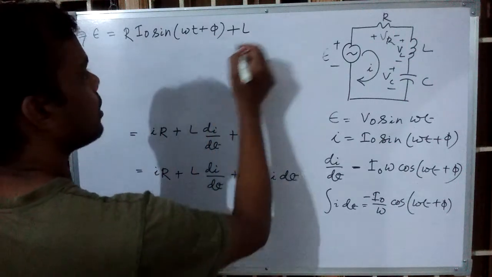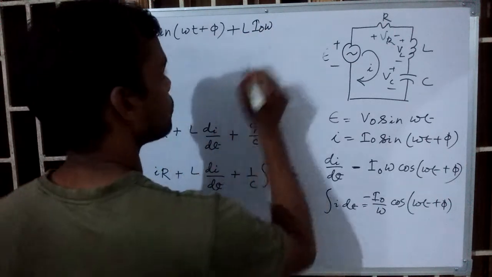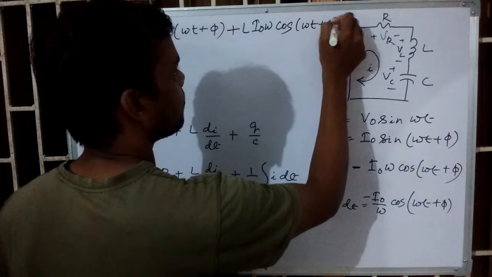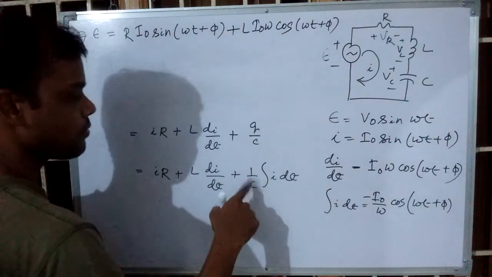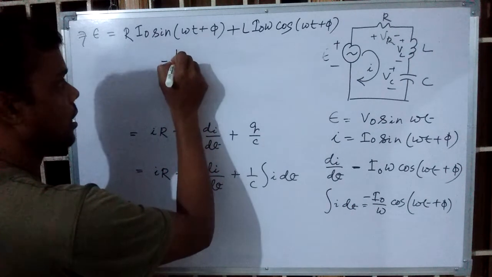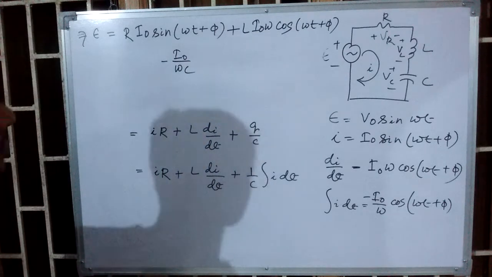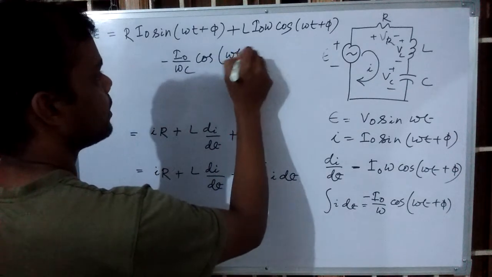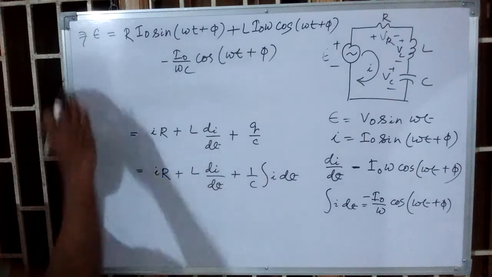Then I will write I naught omega cos(omega t plus phi). Then 1 by C times the integral of I dt, but the minus sign is there, so I will write I naught by omega C cos(omega t plus phi), this much. Now the equation is complete.